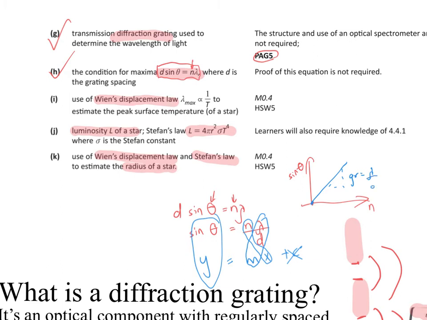lambda over d. And you will know d because you will be using the diffraction grating, therefore you can find the wavelength of the light that you were investigating by plotting a graph.